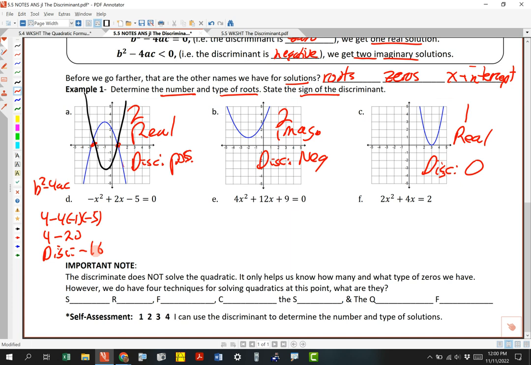For this question, which one's more important? The sign or the number? Just the sign. So the fact that it's negative, what does negative imply? Less than 0. What about the roots? What about the zeros? 2 imaginary. Okay, so the sign of the discriminant is negative. I'm just going to circle negative 16 because we actually computed it. And the fact that it's negative means there's 2 imaginary ones. Okay, this one's all set up.